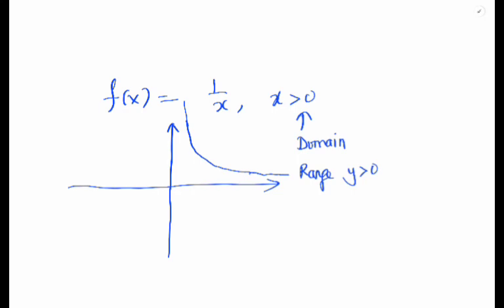Alright, so this is 1 is to 1 function. 1 means because this one value of x goes to one value of y here. So that's why we call it 1 is to 1.